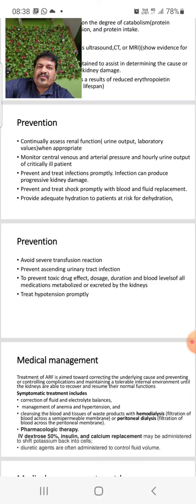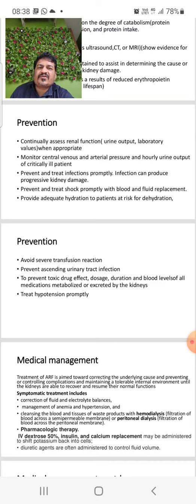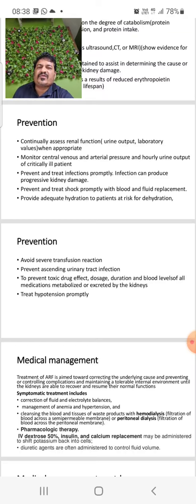So prevention means preventing it. Early treatment of shock will definitely improve the condition of the patients. Treat infections promptly. Infection produces progressive kidney injury.